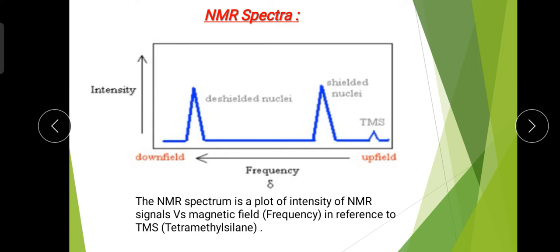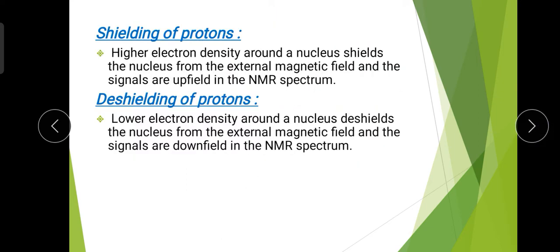Now what are de-shielded nuclei and shielded nuclei? So, the shielding of protons. Protons are also one of the nuclei constituents. Higher electron density around a nucleus shields the nucleus from the external magnetic field, and the signals are upfield in the NMR spectrum. That means shielding of protons means higher electron density around the nucleus.